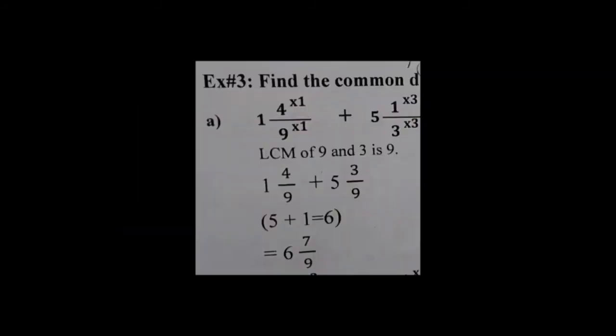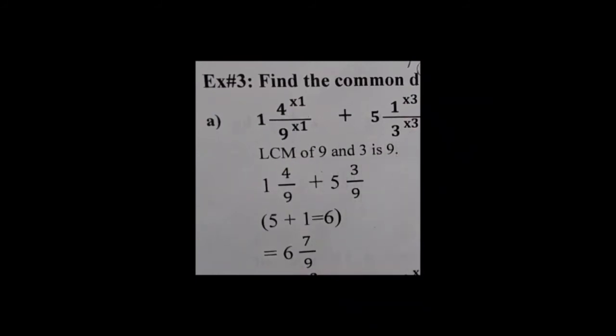exercise. Okay students, it's page number 25, exercise number 3. In this exercise we will find the common denominators and add these mixed fractions. We know that 1 whole number 4 upon 9 and 5 whole number 1 upon 3 are mixed fractions. Now first we will take the LCM of the denominators.